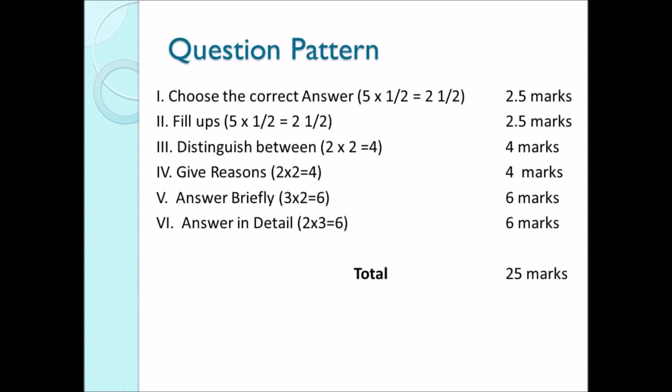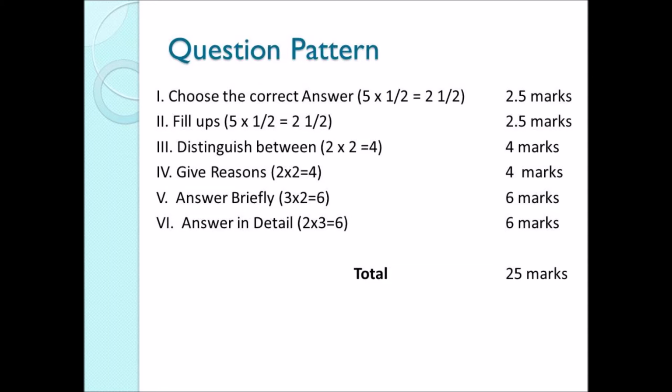Question pattern. The first Roman letter is choose the correct answer. You will be asked 5 questions and each question carries half mark, so totally 2.5 marks. Second one is fill-ups. Here also you will be asked 5 questions and each question carries half mark, so totally 2.5 marks. Third one is distinguish between. You have it in your geography lesson. 2 questions will be asked and each question carries 2 marks, so totally 4 marks.